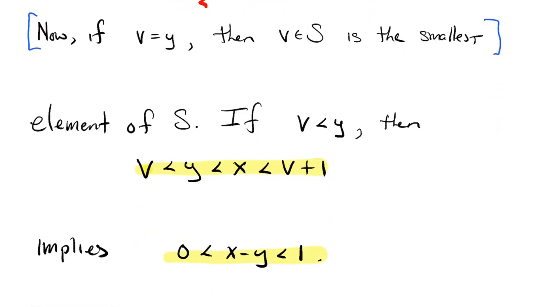Why is it greater than 0? Well, because X is not equal to Y, so this difference is positive. Why is this difference less than 1? Well, because it's less than the difference between V plus 1 and V, which is equal to 1.